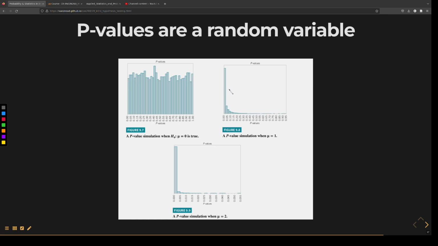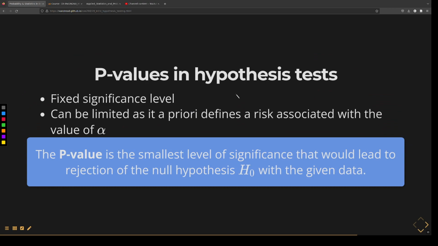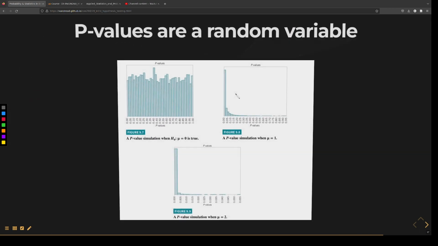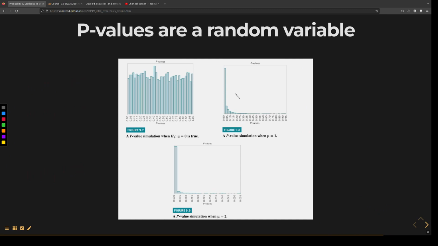Now, if we look at putting the mean equal to 1, that changes the picture dramatically. You see here that the p-values are actually very close to 0. Remember, the p-value is the smallest value that would lead to rejection of the null hypothesis. So you see here that the smallest value, we get most of the values being less than 5%.